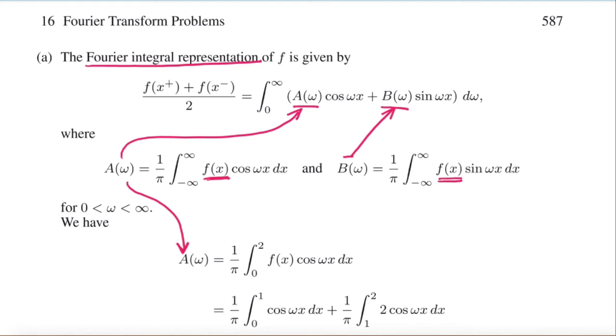So here is my a. Very same formula, I write it down again. However, I used already that left of 0, the function is 0, and right of 2, the function is 0. So the integral really is an integral from 0 to 2. And then we can split it up. So between 0 and 1, the function is 1 times cosine. And between 1 and 2, the function is 2 times cosine.